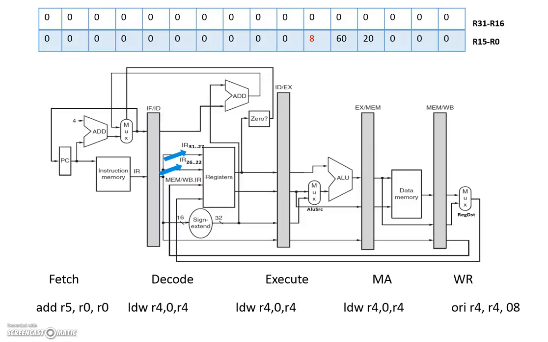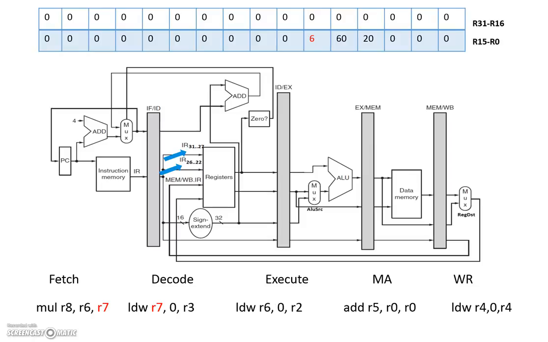Now as you can see, there is no issue of data hazard, so all stages will be active, and instruction add R5, R0 will be passed on to the next stage, and new instruction LDW R6, R2 will be accepted at the same time. Now there is no data hazard, so all instructions will be passed on to the next stages, and new instruction LDW R7, R3 will be accepted.